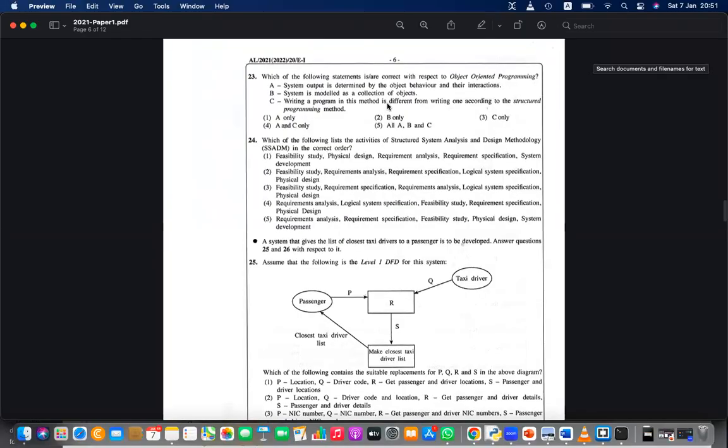Which of the following statements is correct with respect to object-oriented programming, OOP? System output is determined by object behavior and their interactions. Yes. The system is modeled as a collection of objects. Yes. Writing a program in this method is different from writing one according to the structured oriented method. Yes. A, B, C: all three are correct.